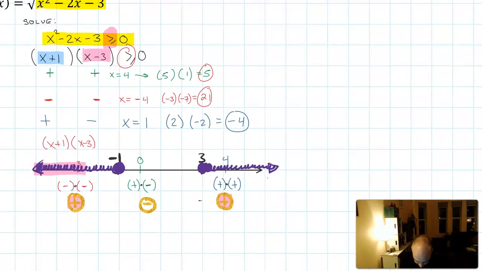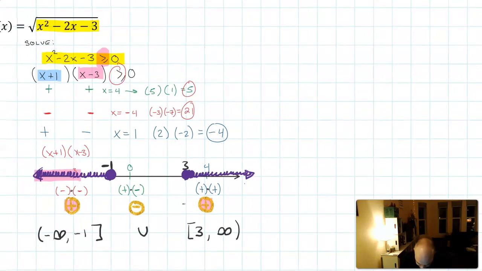Then you can go easily from the graph of the solution set that's shaded in to the interval notation as well. Negative infinity up to -1, bracket because it's a closed circle, union because I'm going to have 2 intervals, 3 up to infinity, bracket, and then infinity gets a parenthesis. And this is the solution to the inequality.